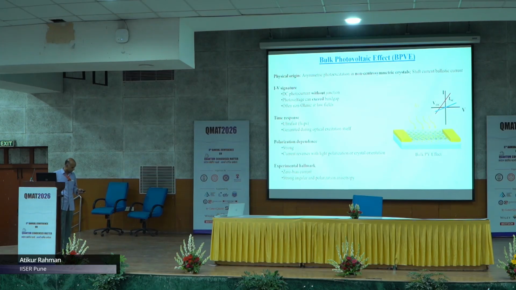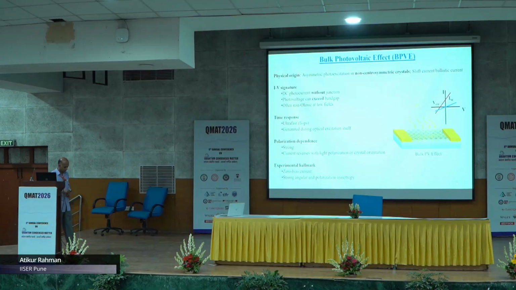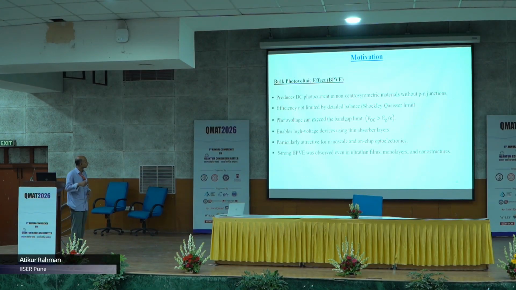In the bulk photovoltaic effect, the interesting thing is that there is a kind of physical shift of the electron when it goes from the conduction band to the valence band. I will come to that, and it has a strong polarization dependence. So let's see what is so special about this bulk photovoltaic effect, and why we are interested. We can get a DC photocurrent in a non-centrosymmetric material without any PN junction, and not having a PN junction helps you to miniaturize the system.